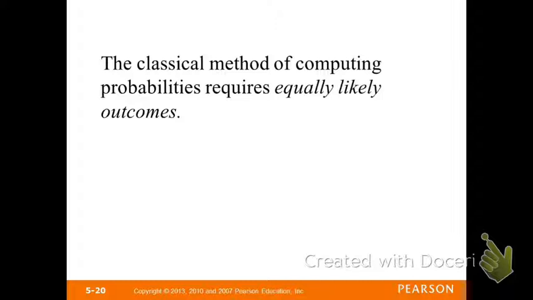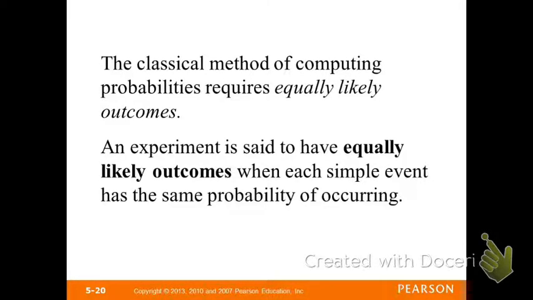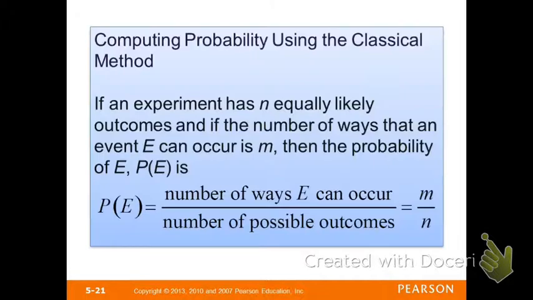So that pig in a blanket game, or whatever game we just looked at, obviously that experiment shows that those probabilities are not going to be equally likely outcomes. But an example of something that has equally likely outcomes is rolling a die. The probability of rolling each number is equivalent if the die is fair, and we always assume that it is. Okay, so equally likely outcomes is what that means. An experiment is said to have equally likely outcomes when each simple event has the same probability of occurring.